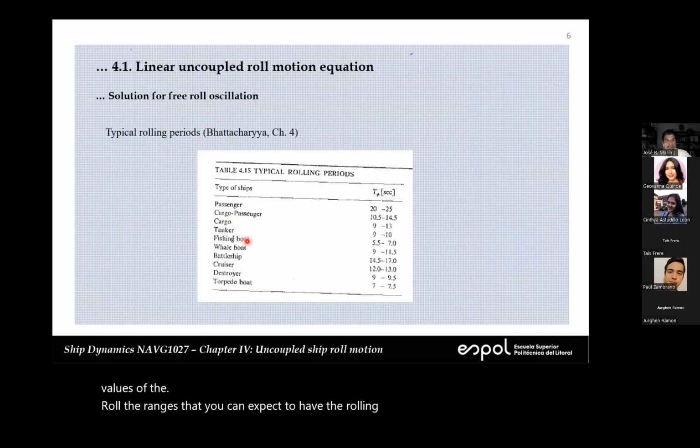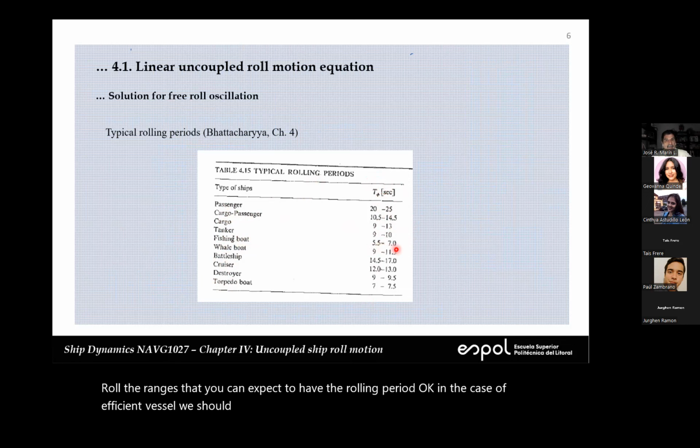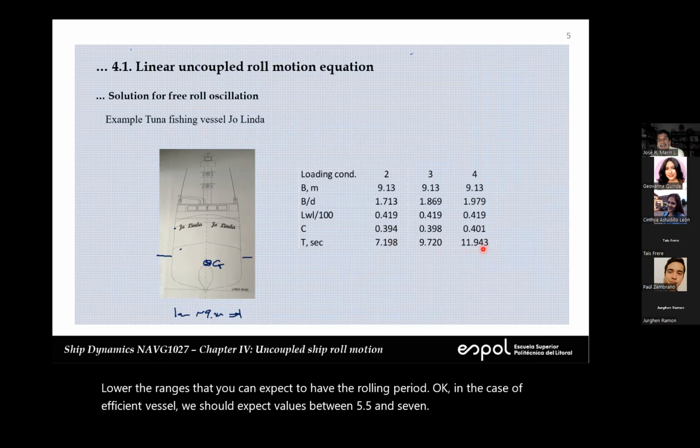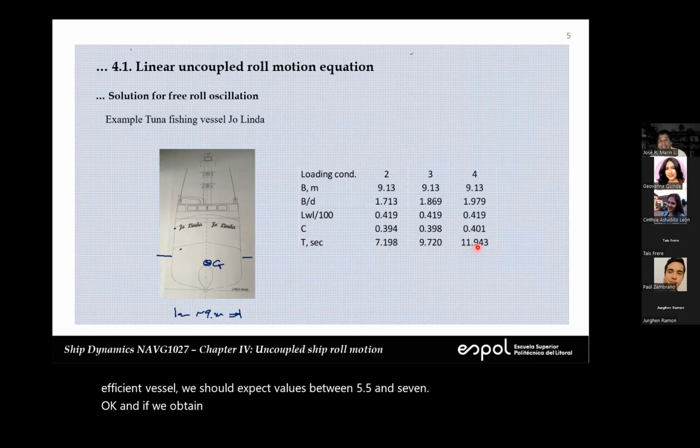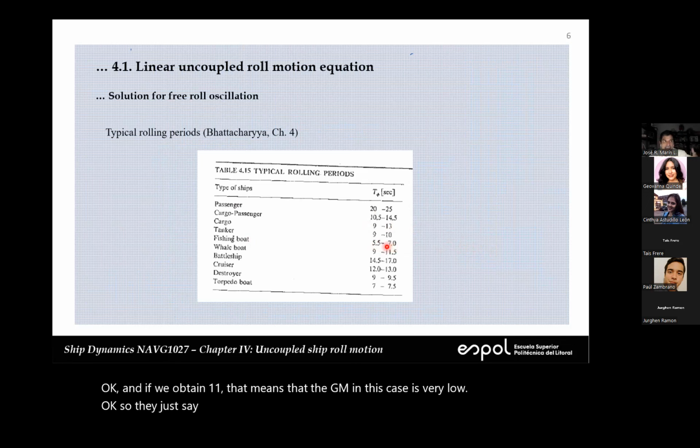In the case of a fishing vessel, we should expect values between 5.5 and 7. And if we obtain 11, that means that the GM in this case is very low. They just say this, they don't say what type of fishing vessel it is or anything like that.